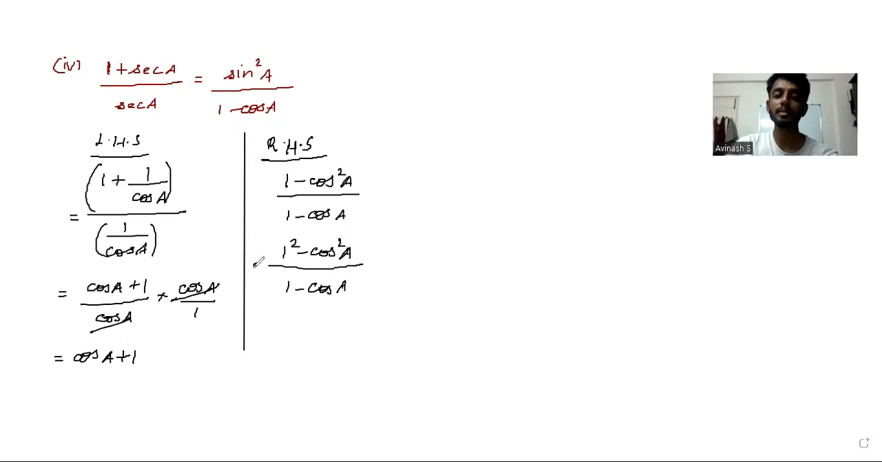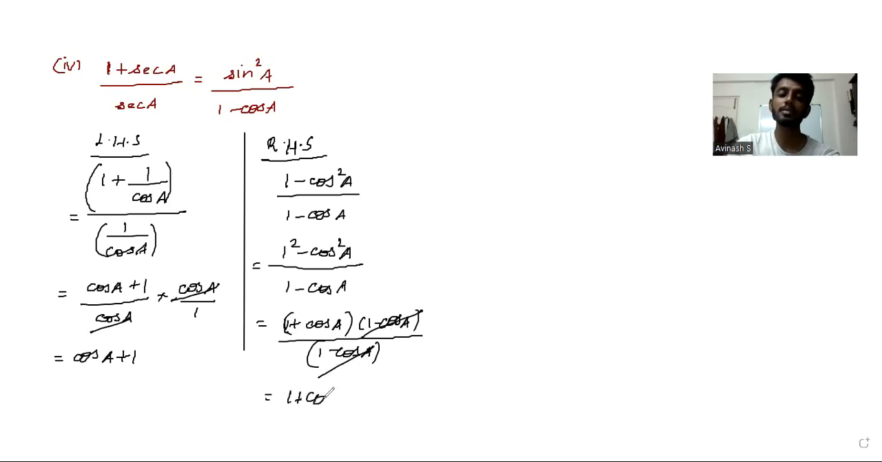Now the next step, what happens is this becomes a plus b into a minus b. Now 1 plus cos a into 1 minus cos a divided by 1 minus cos a. So this is what we get. And this 1 minus cos a and this 1 minus cos a get cancelled, leaving us with 1 plus cos a, which is nothing but cos a plus 1. So since we have got both the left hand side and right hand side as 1 plus cos a, we conclude that this is true. So hence proved.